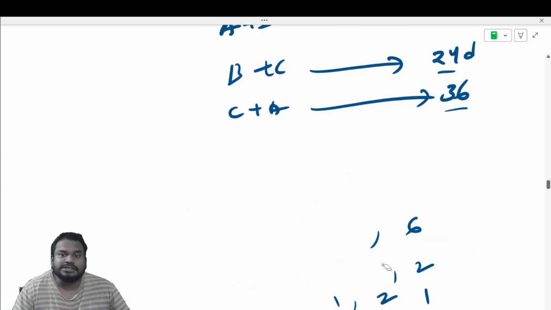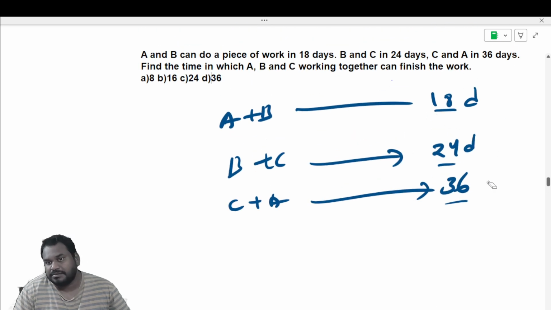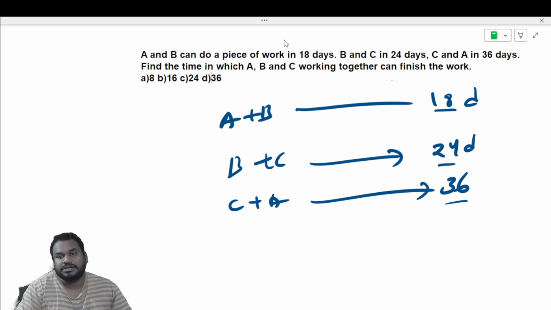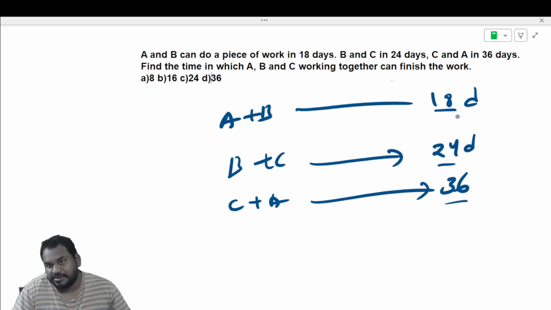Now use that LCM. Or else, looking at these numbers you can tell, because 36 into 2 will become 72. So 72 will be divisible by all of them. Like that also you can guess. Suppose I take the LCM of these three as 36 only, then 24 can't divide 36. That's why we are taking 72. By looking at the numbers also you can guess.